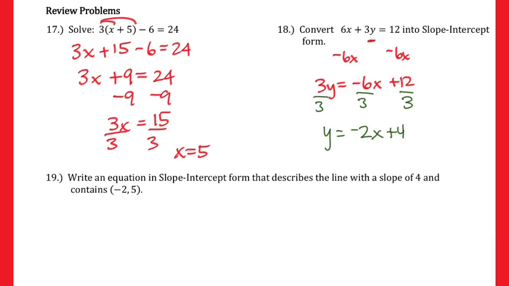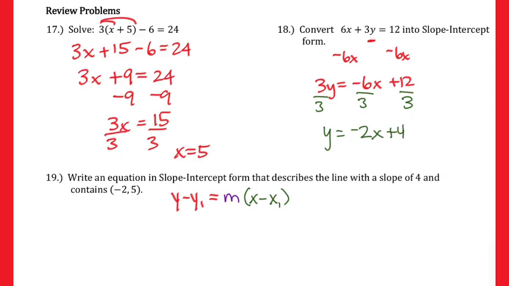On 19, I want to write the equation in slope-intercept form that has the slope of 4 and a point of -2, 5. And this was probably the most tricky situation. And on the final, you'll have to write in words how to do this. So you need to know how to use point slope form. So if I have a point and a slope, I use point slope form, right?